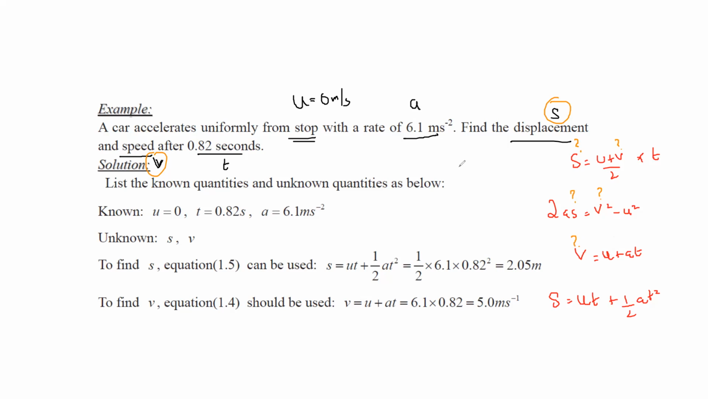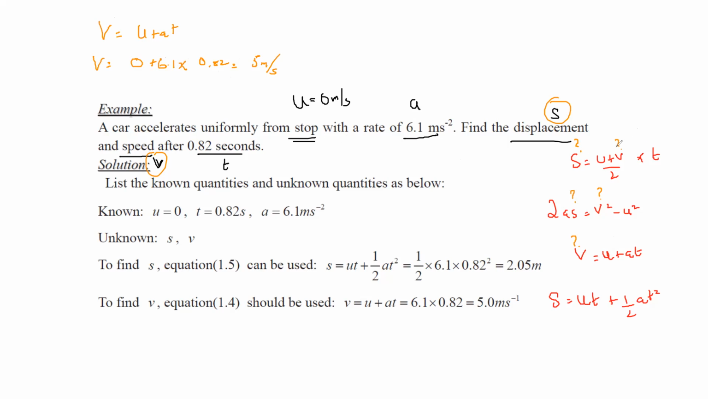When I use this equation to find the final speed, v = u + at. V is the final speed which we are finding. U is the initial speed, 0. It was accelerating at 6.1 and the time for acceleration is 0.82. When we multiply them, it comes out as 5 meter per second. So we got the final velocity.